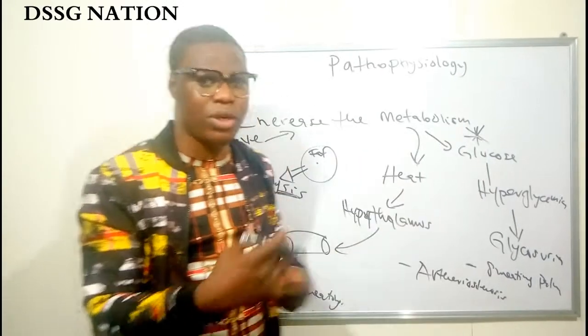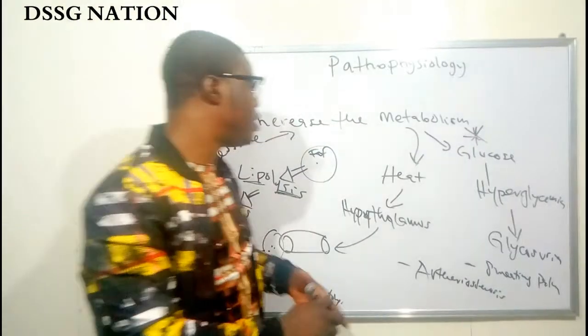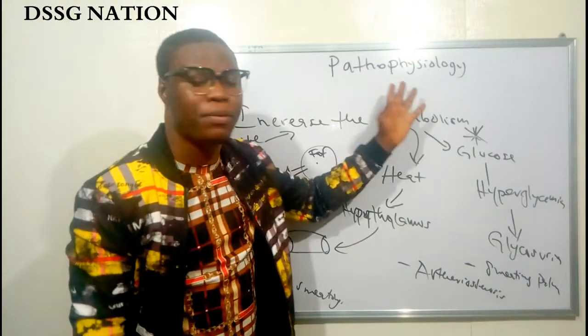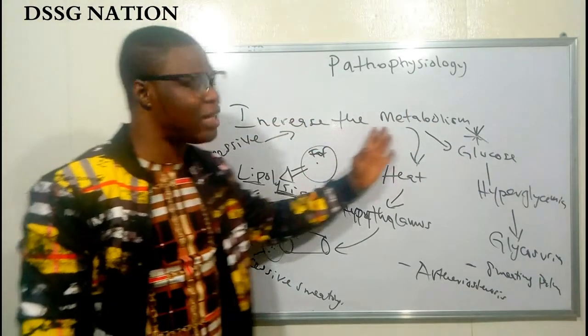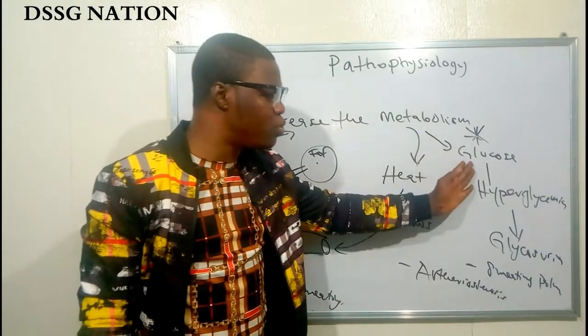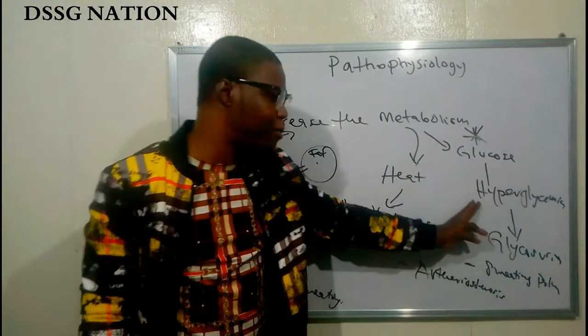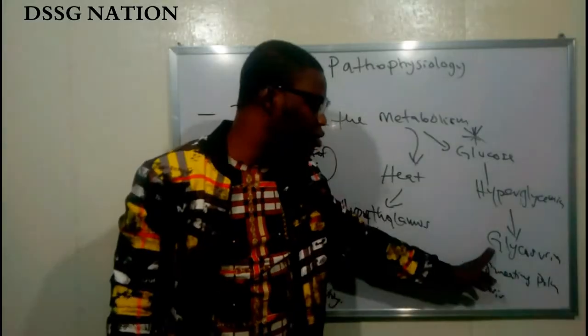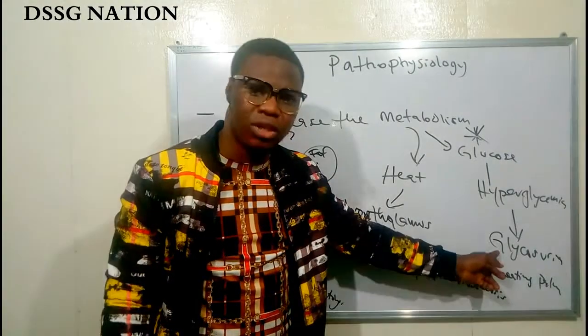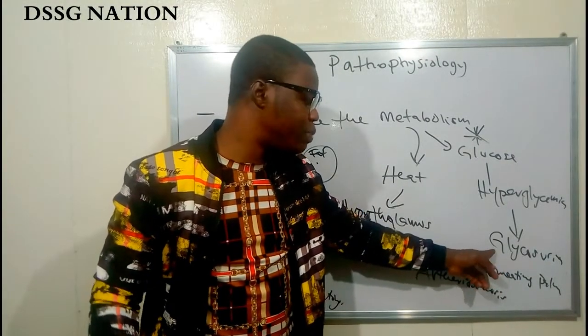So let me just quickly do a recap so that we can understand this better. Now, in hyperthyroidism, there is increase in metabolism. So increase in metabolism of glucose will lead to hyperglycemia, and from there, the body wants to excrete it. The glucose is going to go into the urine. So the person will have glycosuria.